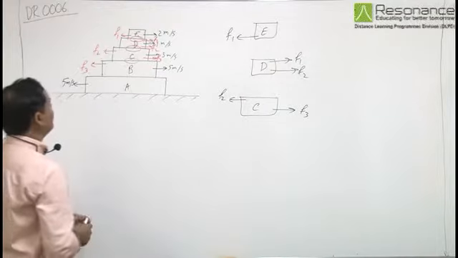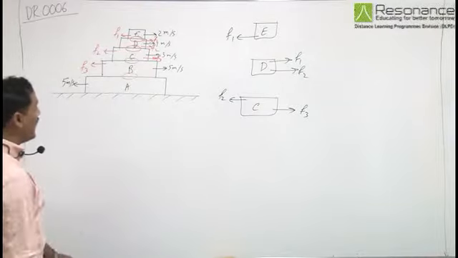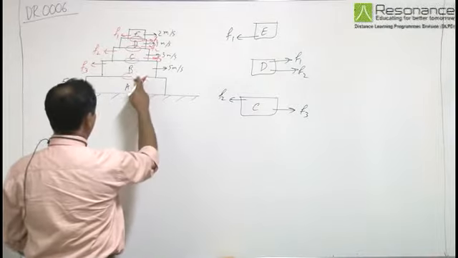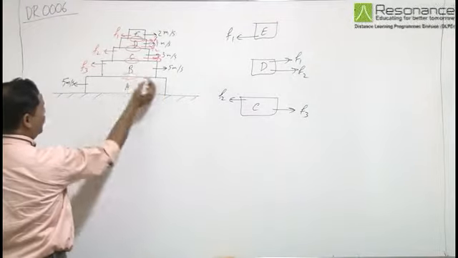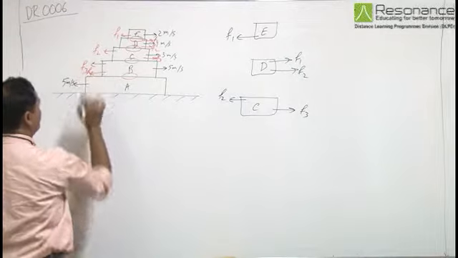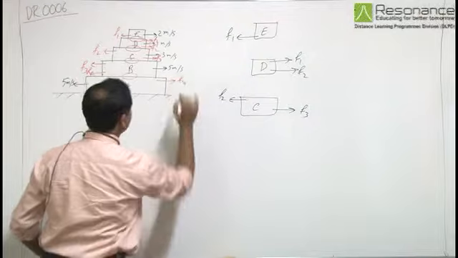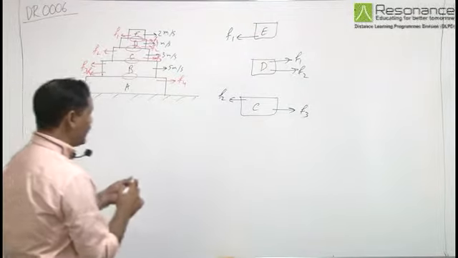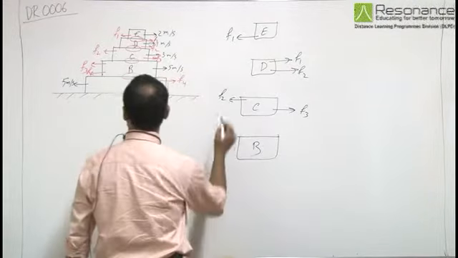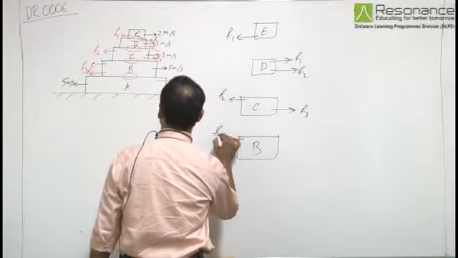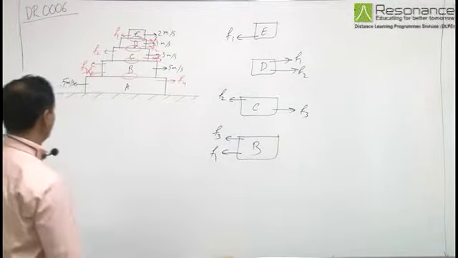Now let us look at the contact surface between A and B. As B is moving forward with respect to A, the frictional force on B is in backward direction, it is F4, and for A it is opposite to that, it is F4. So if we look at block B, F3 as well as F4 both are in backward direction.